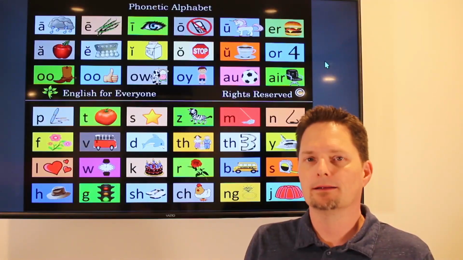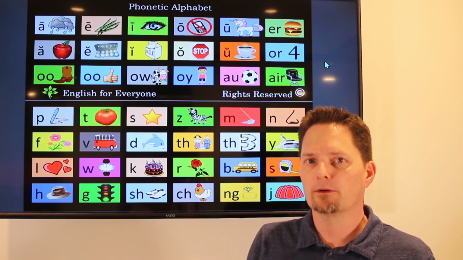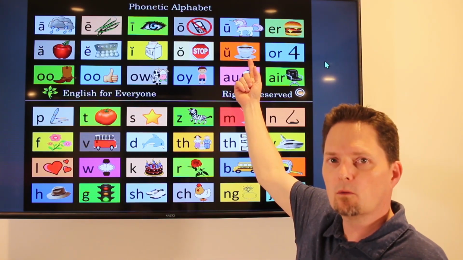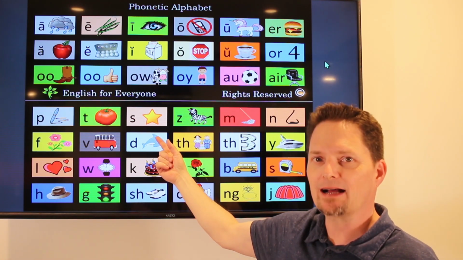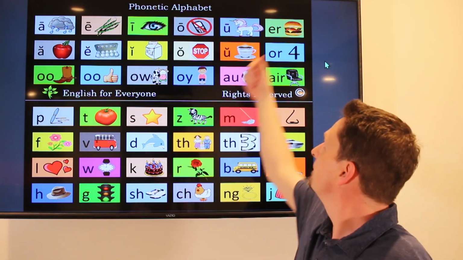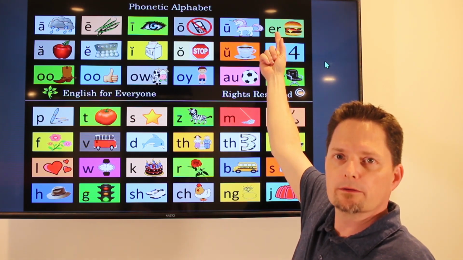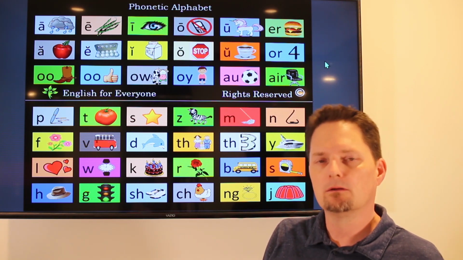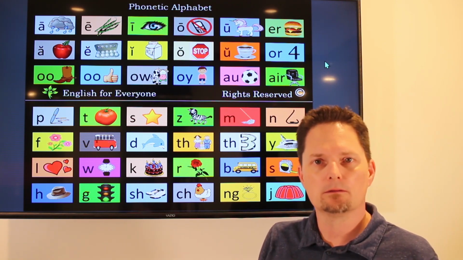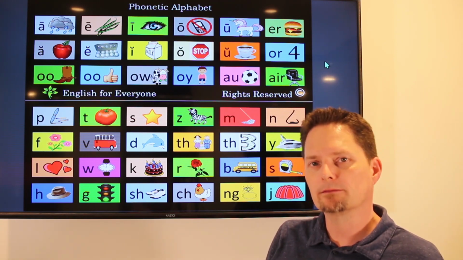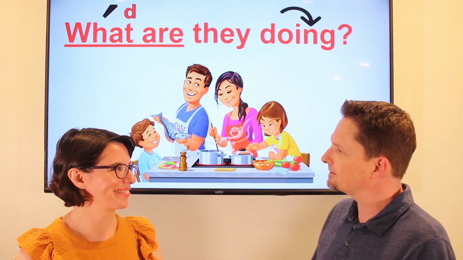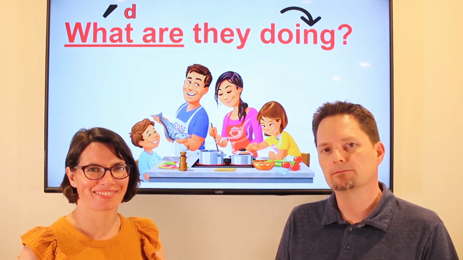Let's look at the pronunciation of what are. What are? Link together, what are? What? D, it's a fast d, would. Water, water. What are they doing? Water, what are they doing? Ask the question. What are they doing? They're cooking dinner. Ask the question. They're cooking dinner.